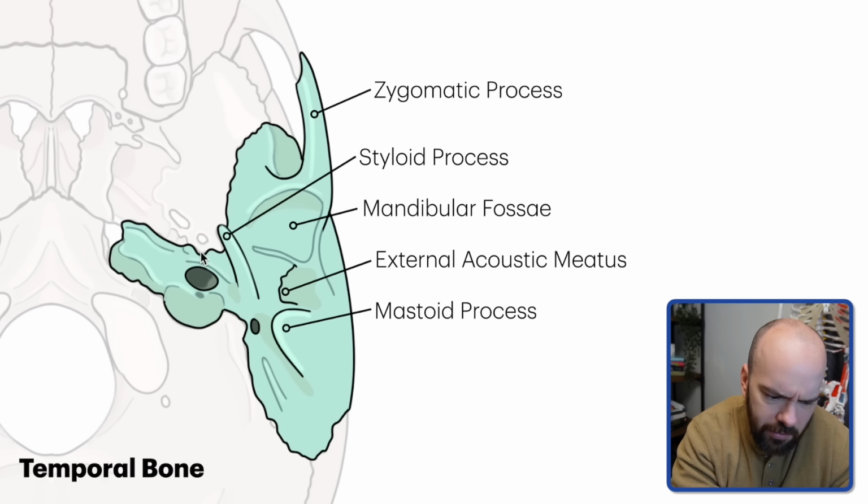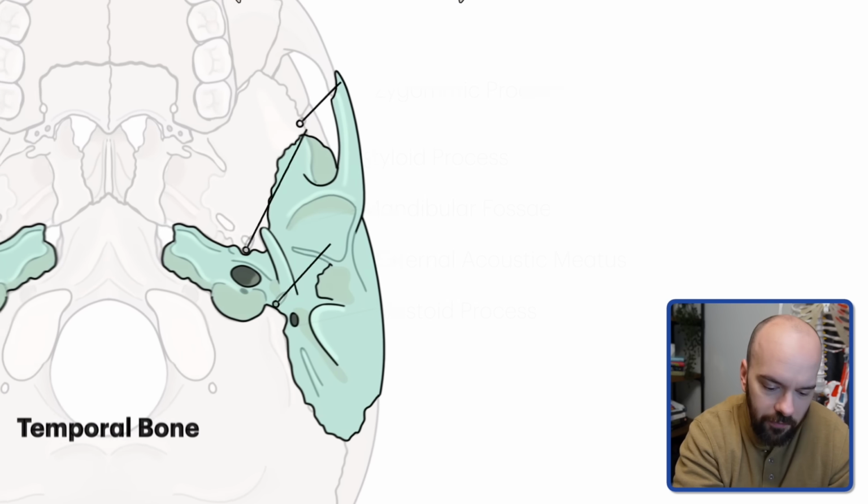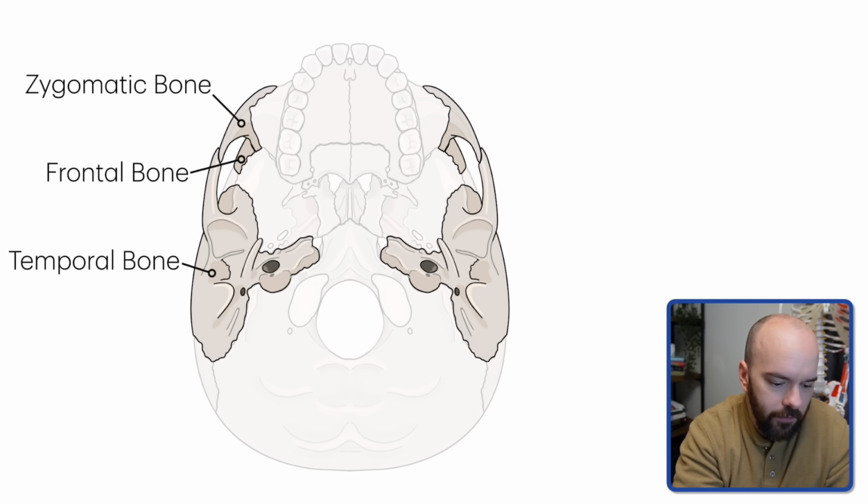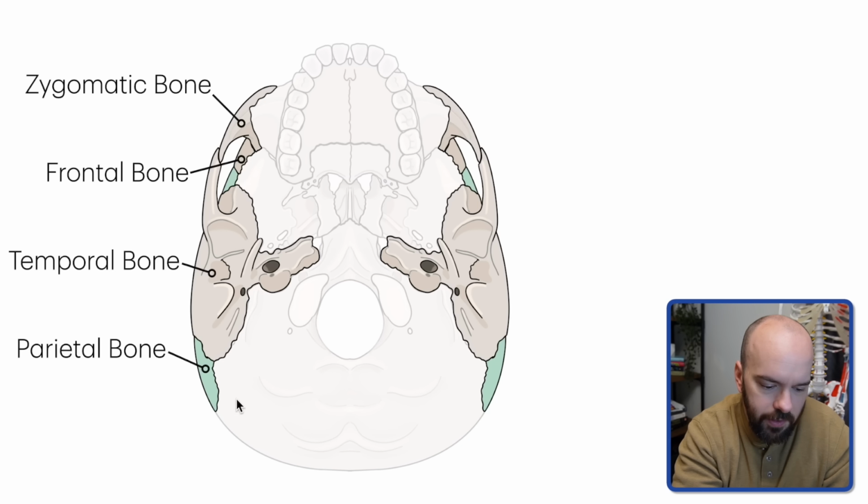We've got a couple openings right here and right there. This one I believe is the stylomastoid foramen. And we've got the carotid canal, but I don't have those labeled on the diagram. Up next we have the parietal bones, and you can see them kind of sticking out right there and right there, just a little bit from this view.